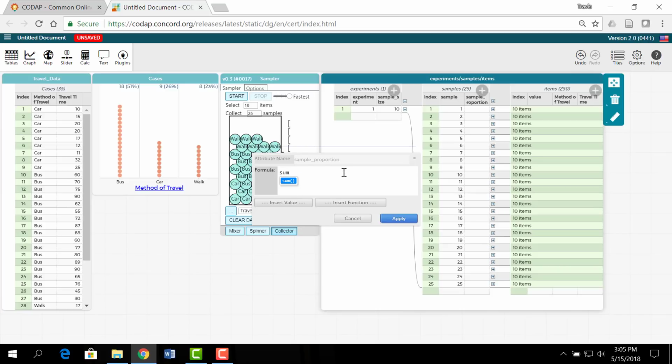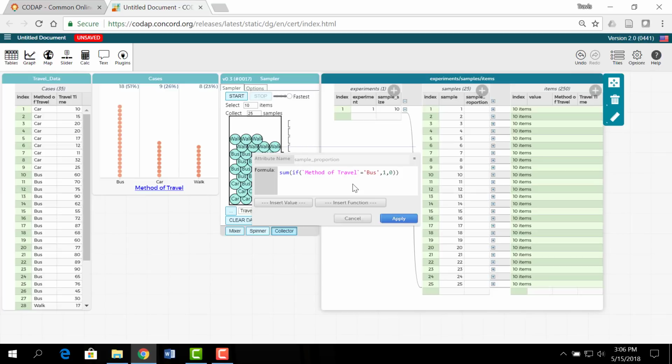And so to do that, we're doing a sum. But we only want to sum things that are referring to bus. And so what we're referring to is the method of travel, and we want that method of travel to be equivalent to bus. And so then what we're going to do is we're going to refer to anything that's bus as 1, anything else is 0, and then that will give us our count that we're looking for.